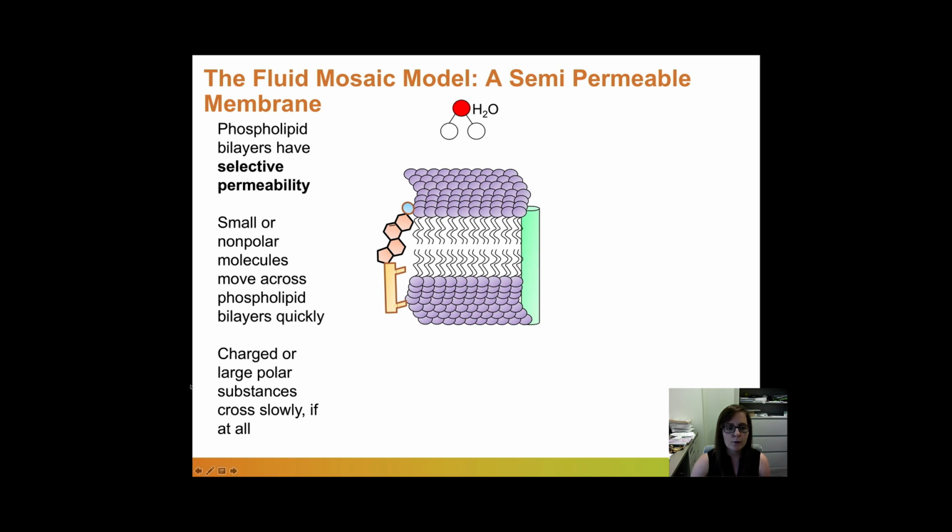Okay. Water is a small polar molecule. So it's polar, which means it's not really going to like to interact with the hydrophobic tails of the lipids. So that's going to slow it down a little bit, but it's still going to be able to pass through this semi-permeable membrane. So it's going to go slower than those small nonpolar molecules, but it's still able to pass through.